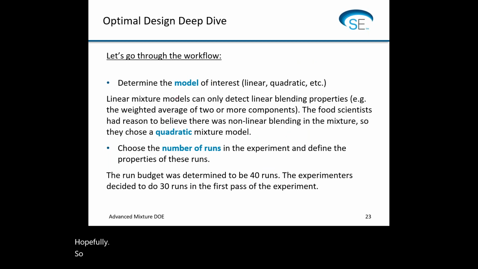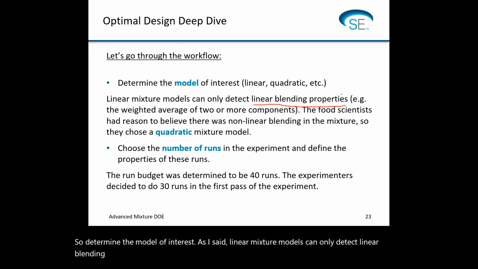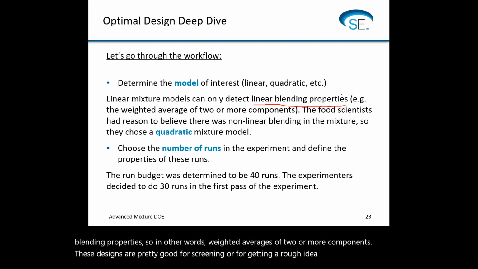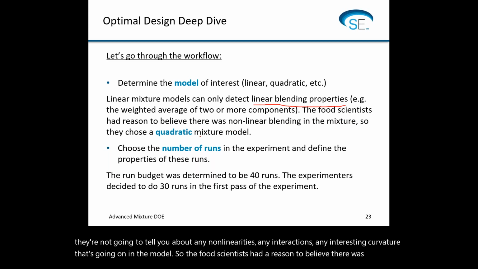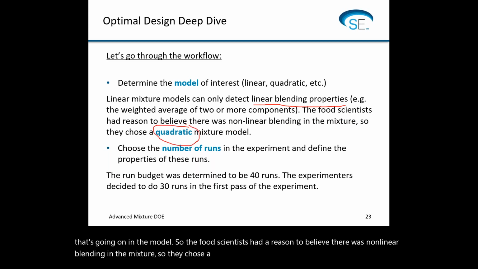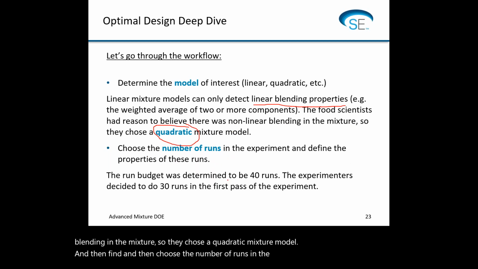So determine the model of interest. As I said, linear mixture models can only detect linear blending properties, in other words, weighted averages of 2 or more components. These designs are pretty good for screening or for getting a rough idea of what's going on, but they're not going to tell you about any non-linearities, any interactions, any interesting curvature in the model. So the food scientists had a reason to believe there was nonlinear blending in the mixture, so they chose a quadratic mixture model. And then choose the number of runs in the experiment and define the properties of these runs.